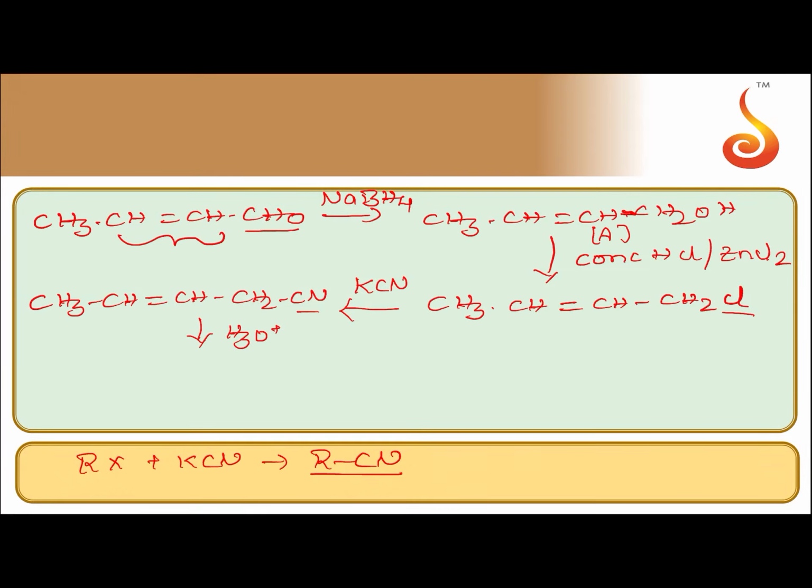Cyanides on hydrolysis will give carboxylic acid. So CH3, CH, double bond CH, CH2, COOH. I will get this compound. We will get this compound as the final product.